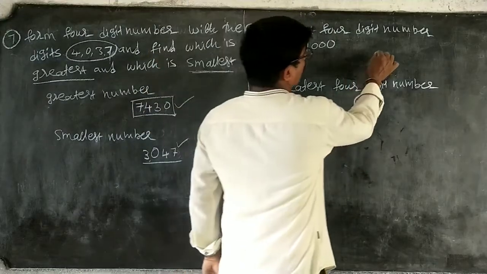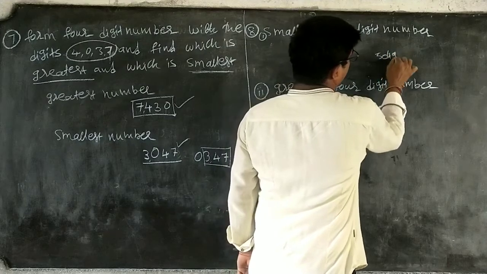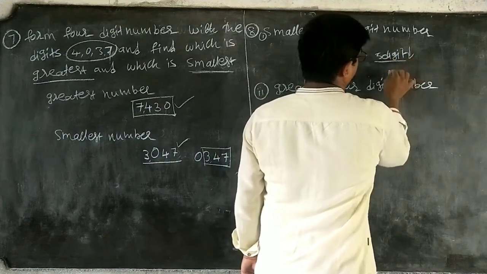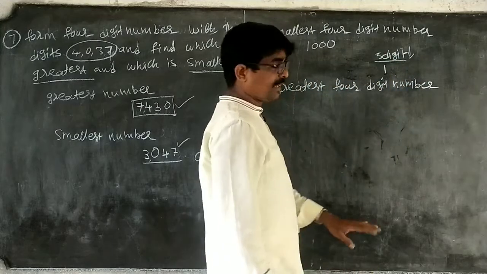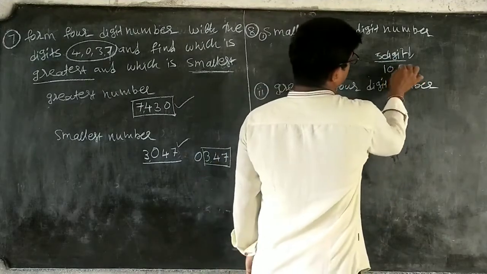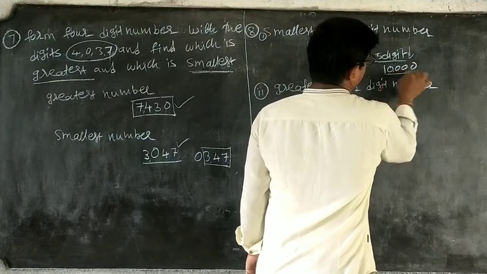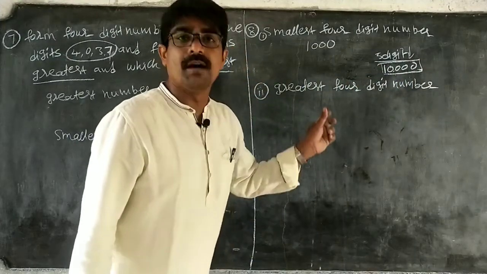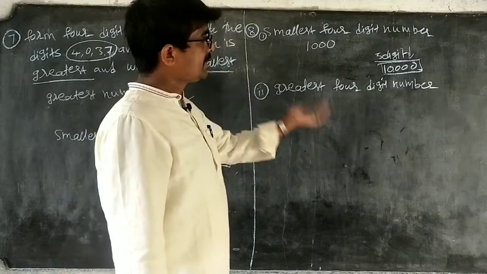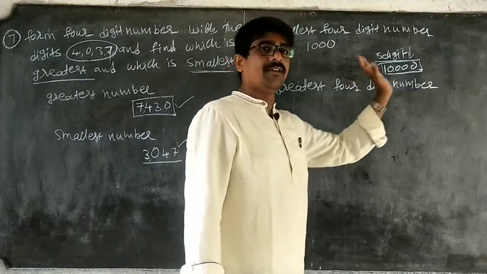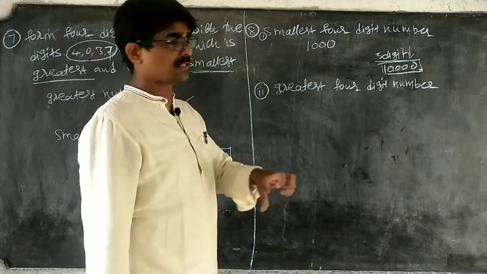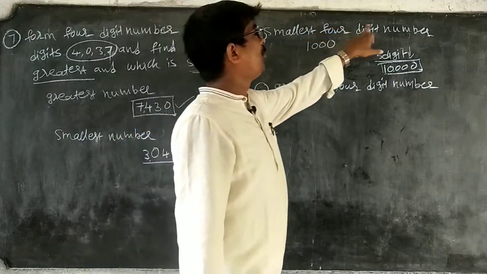If you want the smallest 5-digit number, simple: write 1 first, then after 1 keep 4 zeros. This is the smallest 5-digit number. For 6 digits also, first write 1, then keep 5 zeros. But in this problem, you are asked only for the smallest 4-digit number.